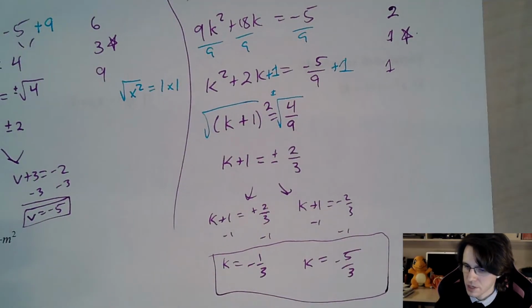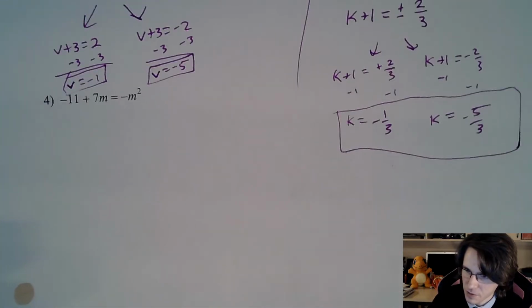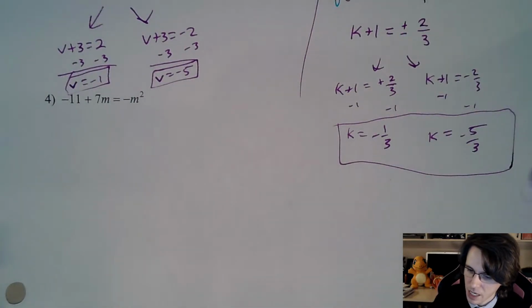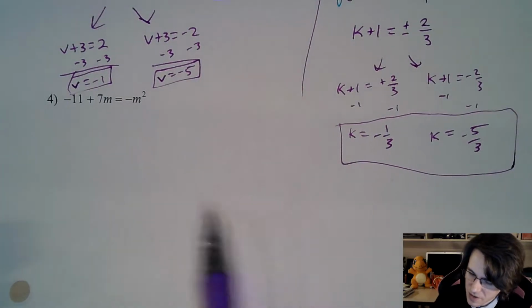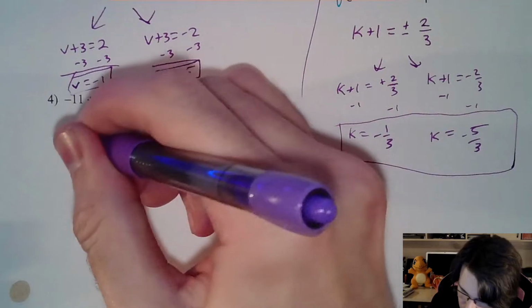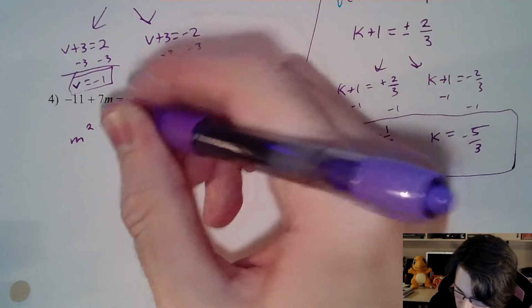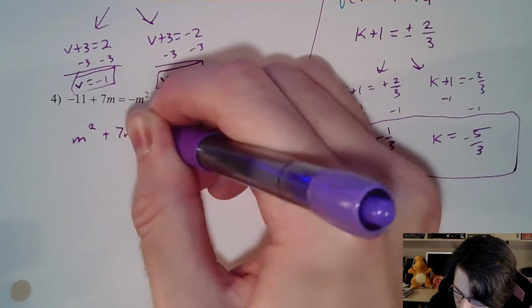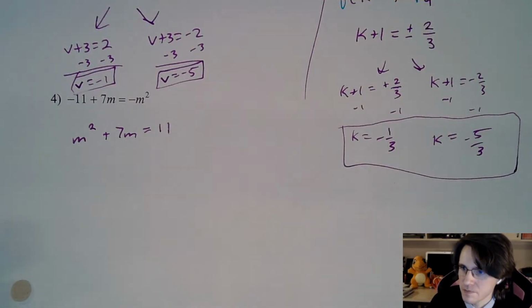And those are your 2 answers. Let's finish this number 4 off where we flip it to the back side. So on this one, we have an m squared that's negative. We don't want that. So let's move it to the other side. Move that 11 around as well. So you have m squared plus 7m is equal to positive 11.